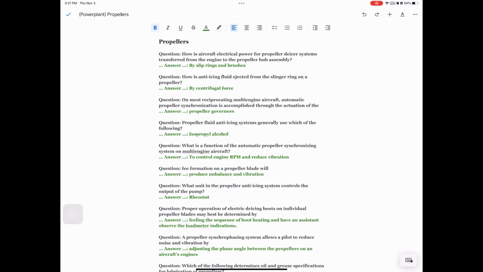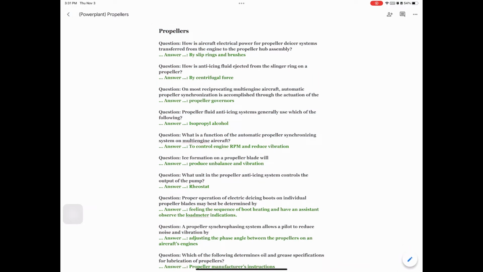Propellers. Question. How is aircraft electrical power for propeller de-icer systems transferred from the engine to the propeller hub assembly? Answer. By slip rings and brushes. Question. How is anti-icing fluid ejected from the sling ring on a propeller? Answer. By centrifugal force.